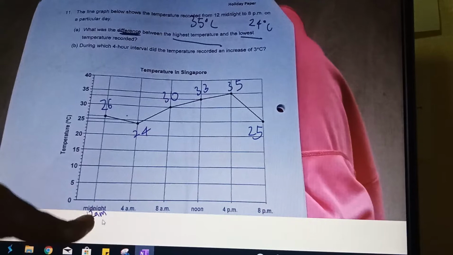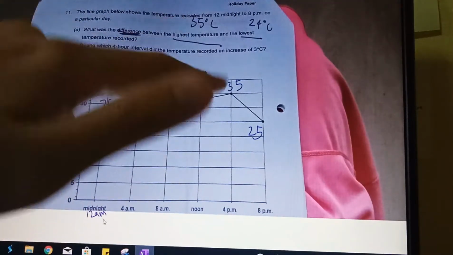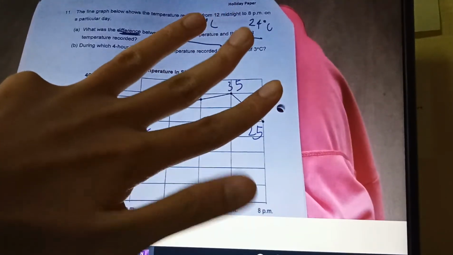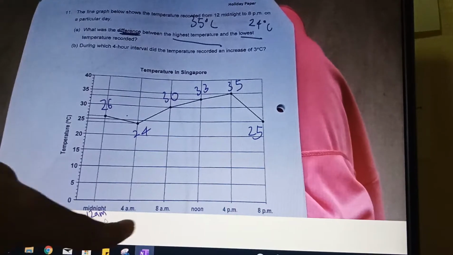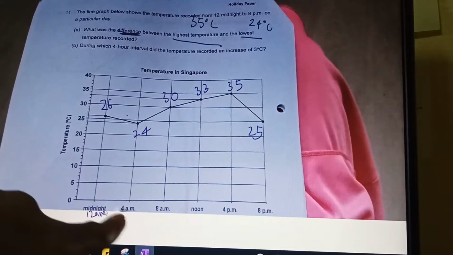To get from 12 a.m. to 4 a.m., 12 to 1 a.m., 1 a.m. to 2 a.m., 2 a.m. to 3 a.m., 3 a.m. to 4 a.m. So there's 4 hours. From 12 a.m. to 4 a.m., 4 hours is the difference. And this difference is called interval.